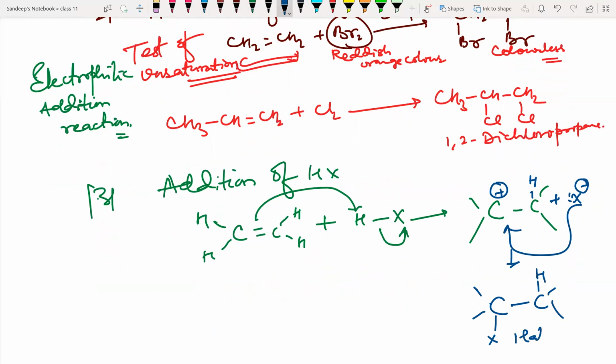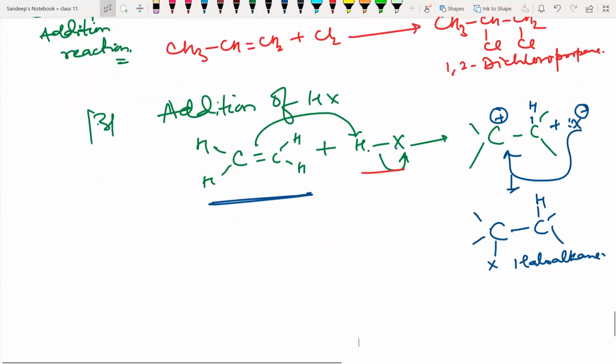So haloalkane is formed. Now keep in mind that in symmetrical alkenes there is no problem. One double bond breaks, the positively charged carbon gets halide, and the other carbon gets hydrogen. But in case of unsymmetrical alkenes, the addition of hydrogen halide, that is an unsymmetrical reagent, obeys Markovnikov's rule. That is very, very important, students.